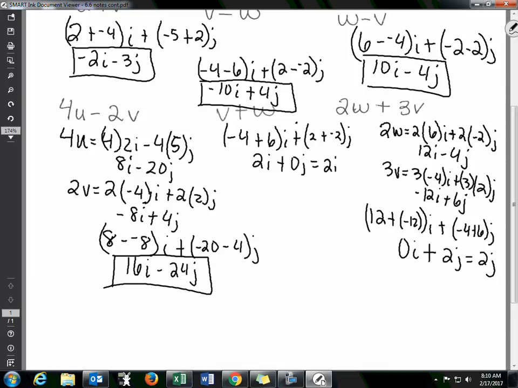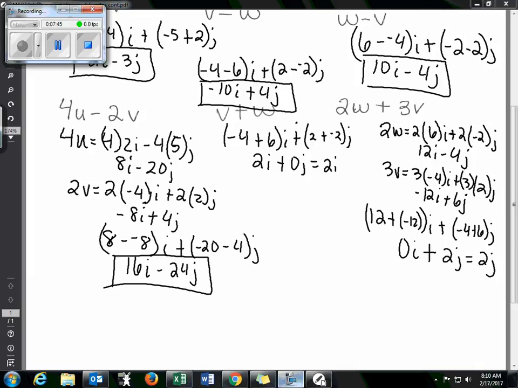Okay? Hopefully this helps, and you can start to see some of the very basics of vector addition with mixing in some scalar multiplication. So if you have any questions, just please let me know. Thanks.